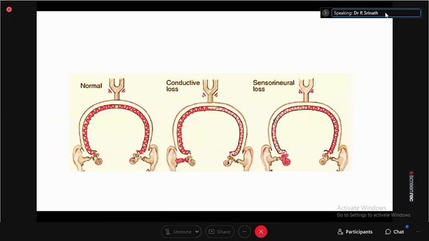Whereas in Weber's test, you keep it in the center, either on the vertex or in the middle of the forehead. And normally a person should feel that the sound, the vibration, is coming from the center. Whereas in conductive hearing loss, whenever there is any abnormality here, he will be able to feel it normally on that side because bone conduction compensates for that. Whereas in sensorineural hearing loss, he will not be able to feel it from that side. So it is lateralized to the normal ear. So this is the concept.